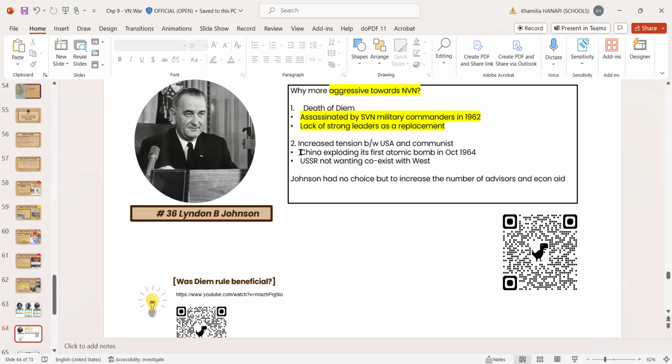And it doesn't help that, you remember I was telling you just now that China was interested in helping North Vietnam. Well, it doesn't help that China, during this period of time, also exploded its first atomic bomb. So it shows that USA's position in Southeast Asia is really, really dangerous. So no choice, Johnson had to increase the number of advisors, increase economic aid, and make a very, very tough decision of actually going to war.